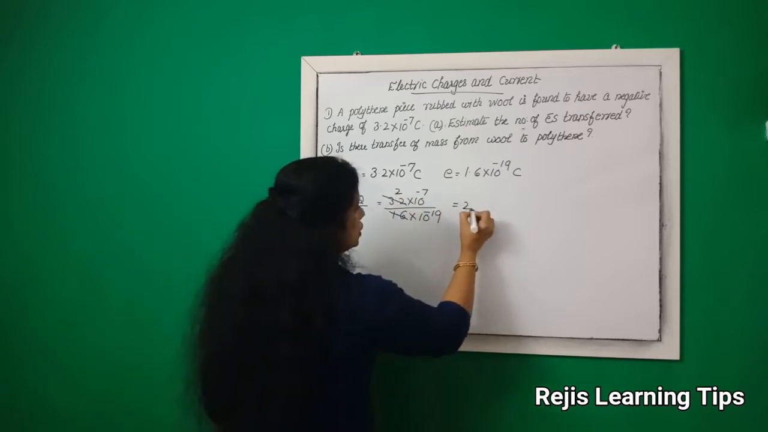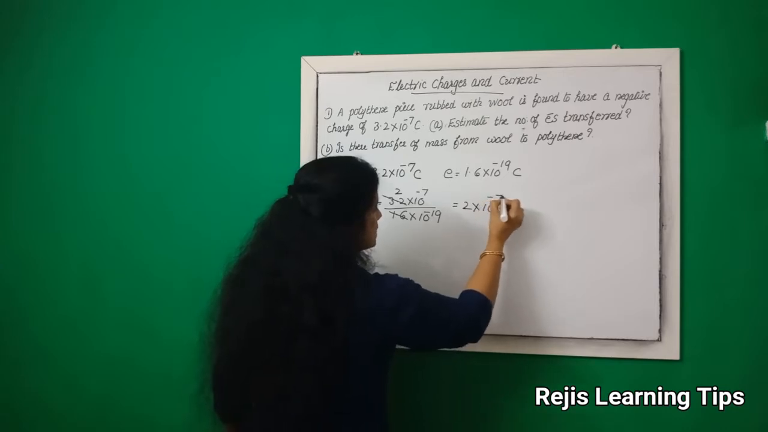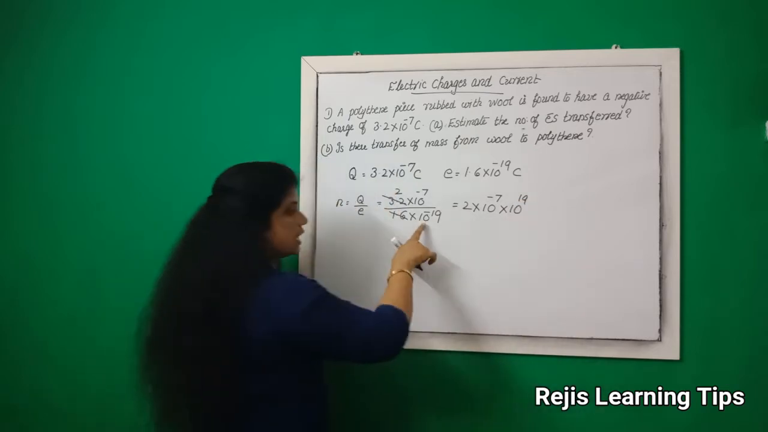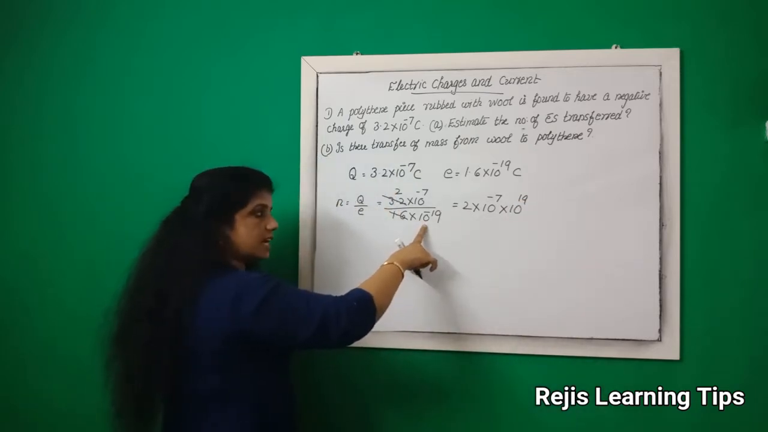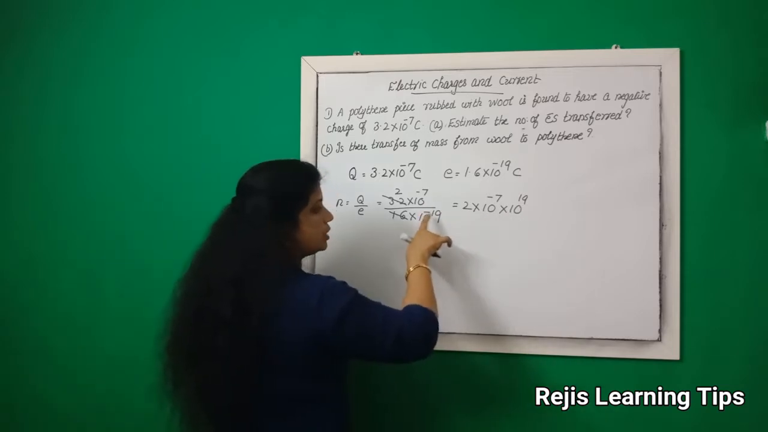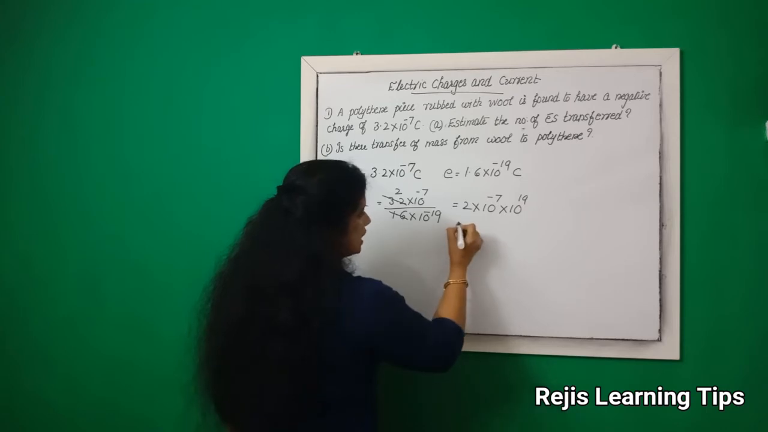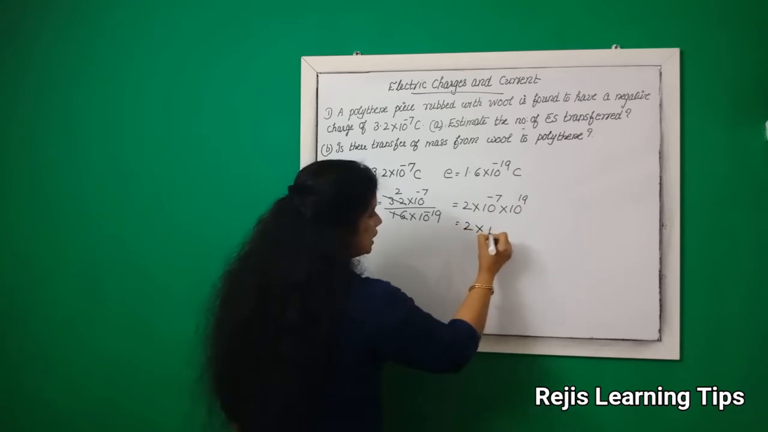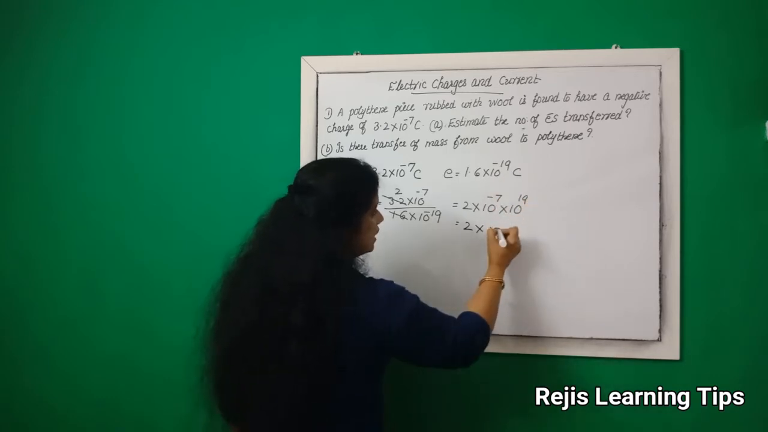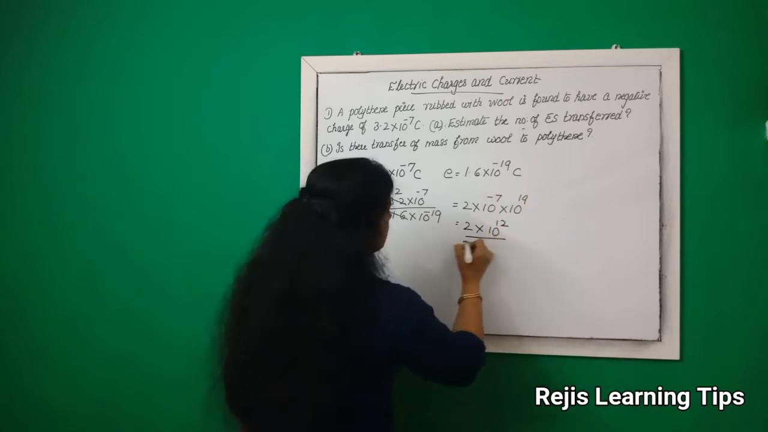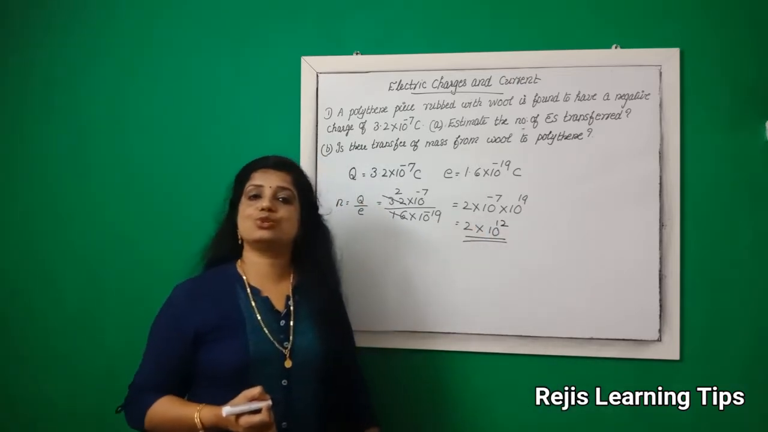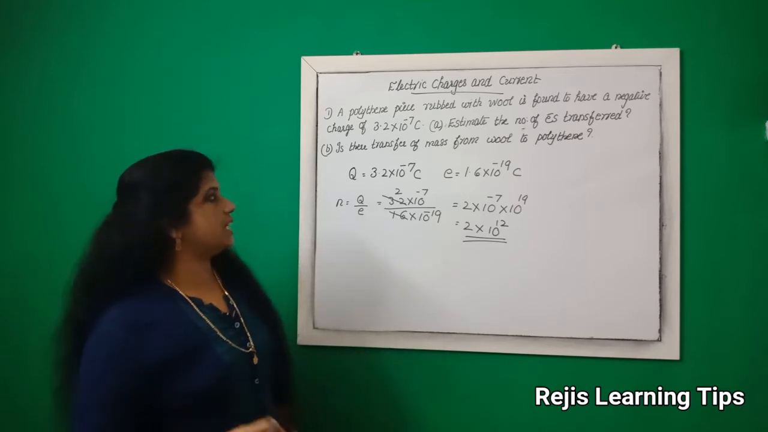Then 2 into 10 raised to minus 7 into 10 raised to 19. 10 raised to minus 19 is in the denominator side. If you take 10 raised to minus 19 to the numerator, then its sign becomes positive 19. So we can write here 2 into 10 raised to minus 7 plus 19. Then we will get 10 raised to 12. Okay, then the number of electrons transferred is equal to 2 into 10 raised to 12. Am I correct? Okay, then second question.